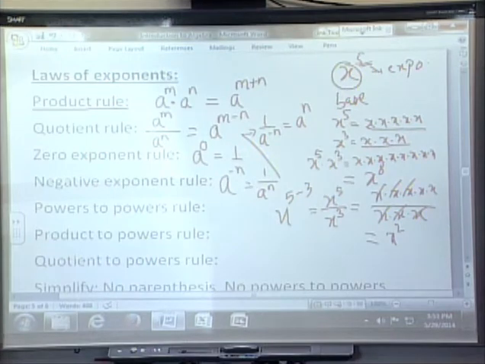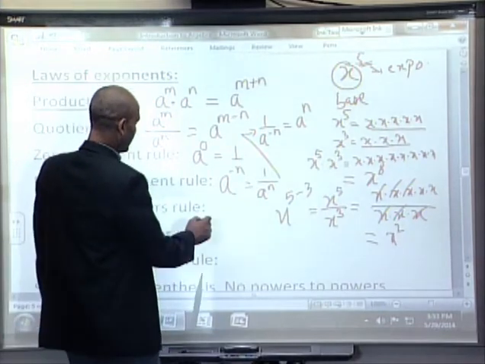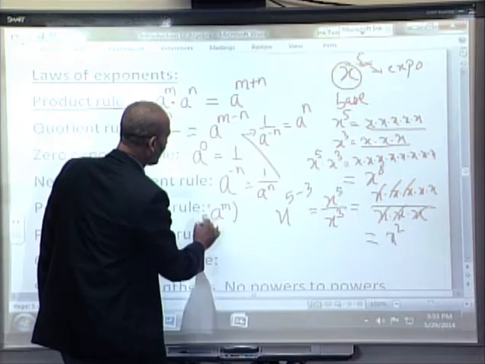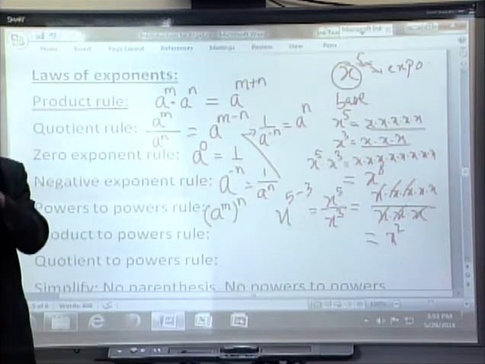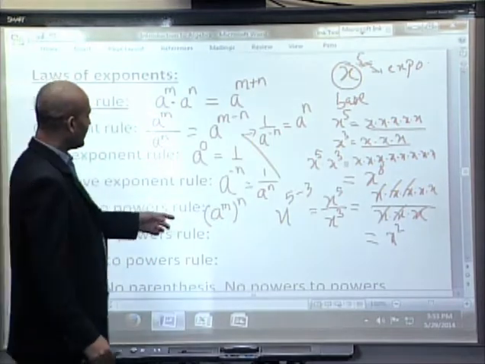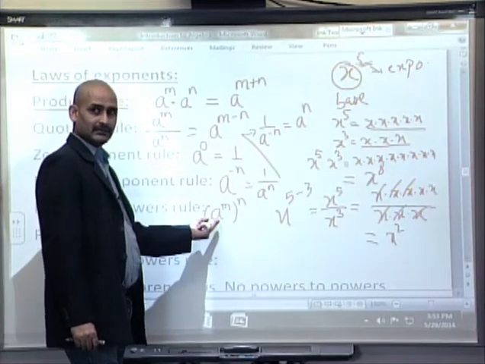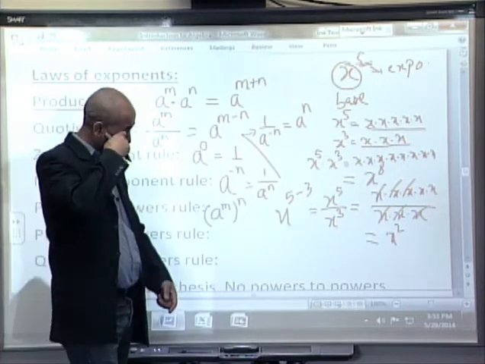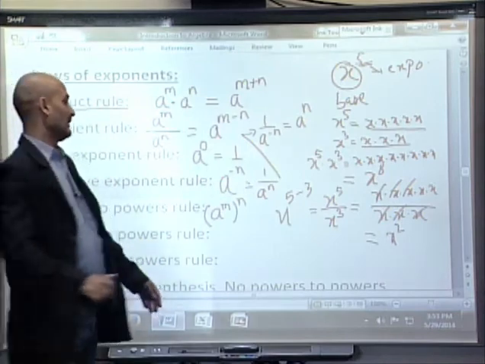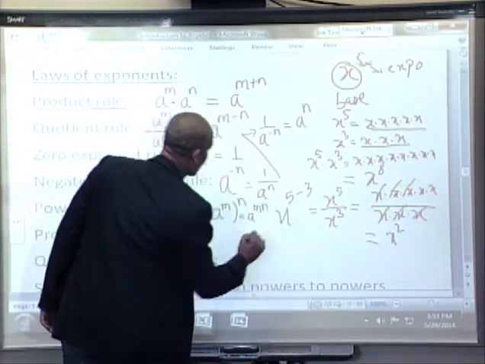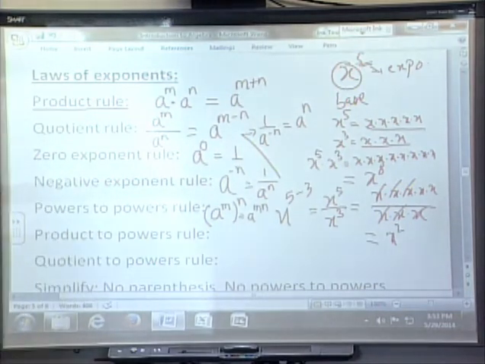The next rule is called the power to power rule. What this rule says is this: if you have a power m and another power n, a raised to the m, and the entire quantity is raised to the nth power. Basically, this means multiply a m times, and that block of m factors is multiplied again n times. So what this gives is a to the m times n. If you have powers of power, the powers multiply together. A to the m raised to the n means a to the m times n.